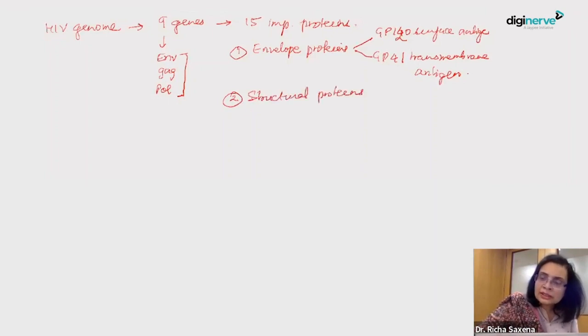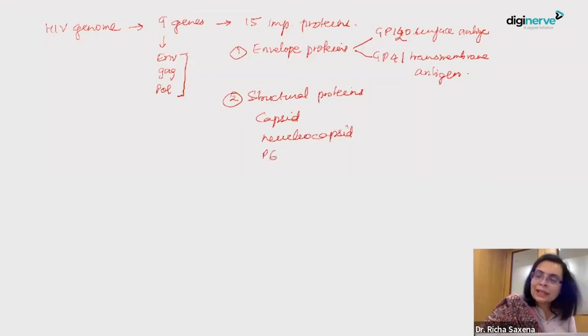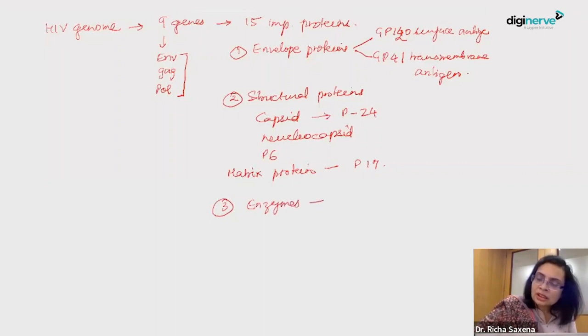The structural proteins include the capsid, the nucleocapsid, and the P6 antigen. It also includes the matrix protein, which is P17. The most important capsid protein is P24. And besides that, the third is the enzymes. Enzymes include protease, integrase, and reverse transcriptase.